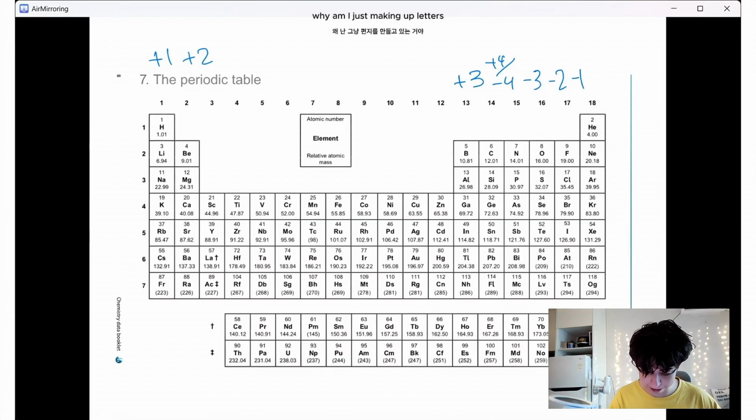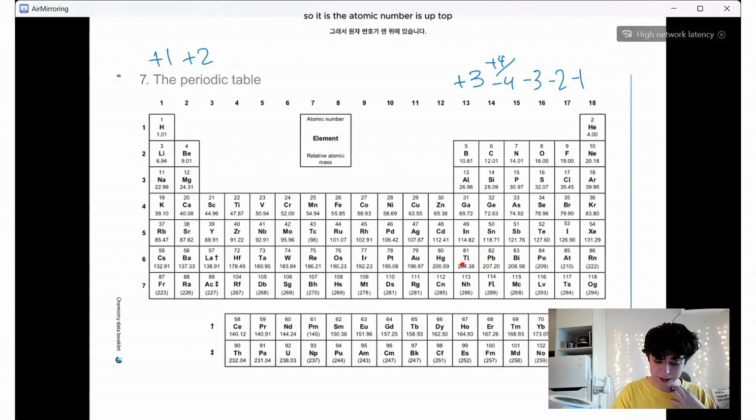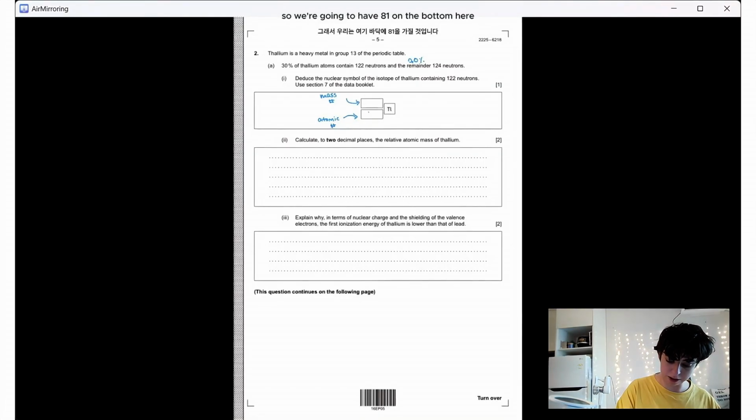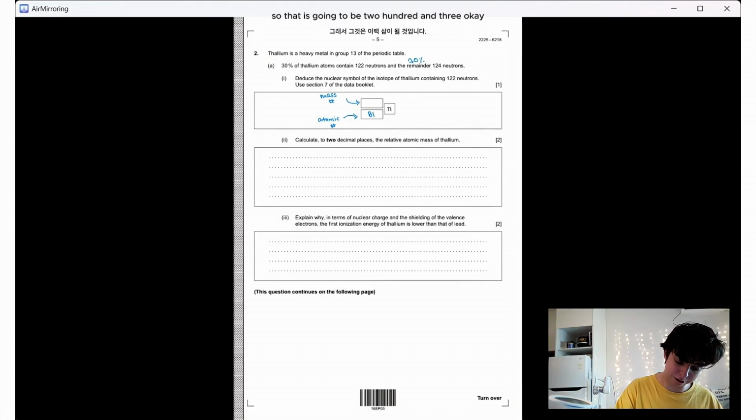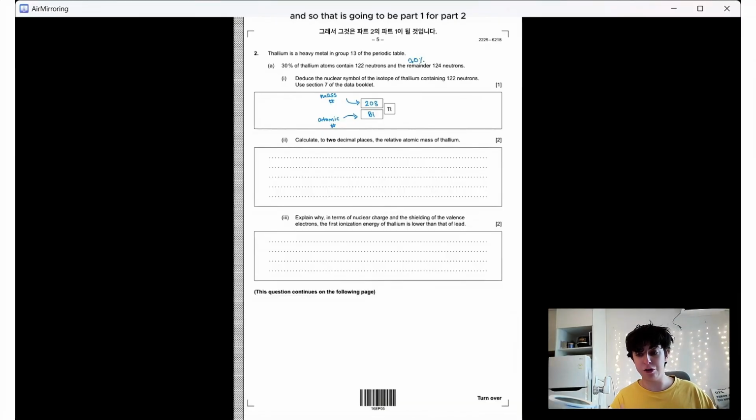Why am I just making up letters? Sorry, TL. The atomic number is up top, and that is going to be 81. So we're going to have 81 on the bottom here. And then up top, it's not going to be 122. It's going to be 122 plus 81, because it's protons plus neutrons for the mass number. So that is going to be 203. And that is going to be part 1.